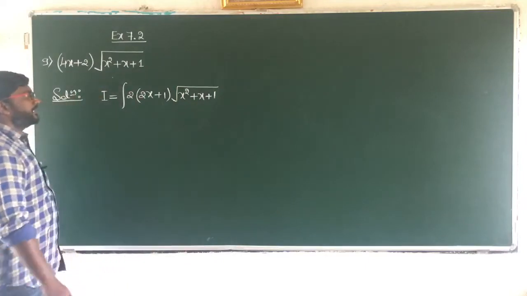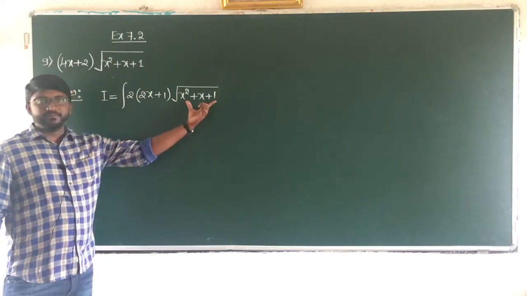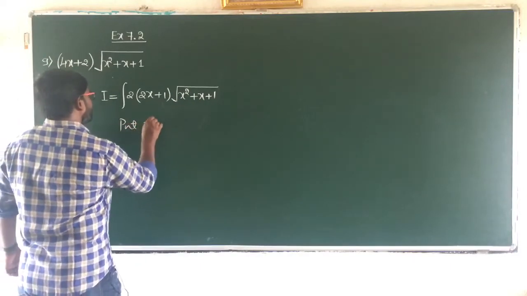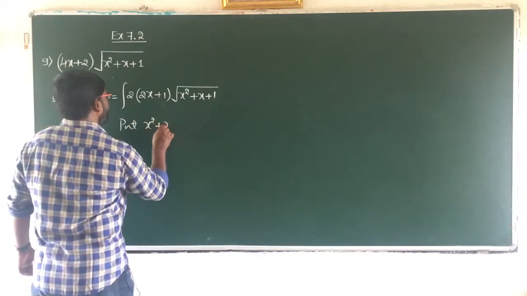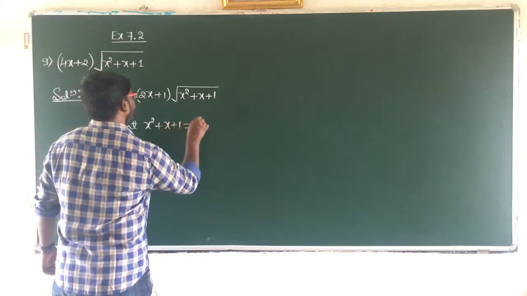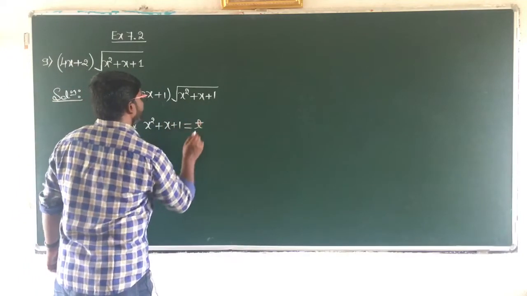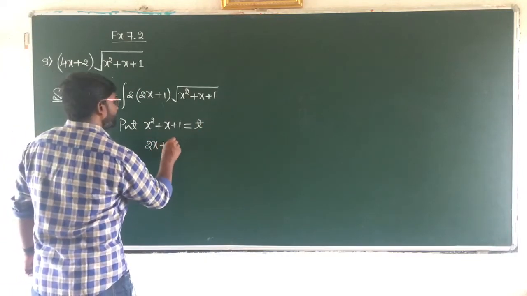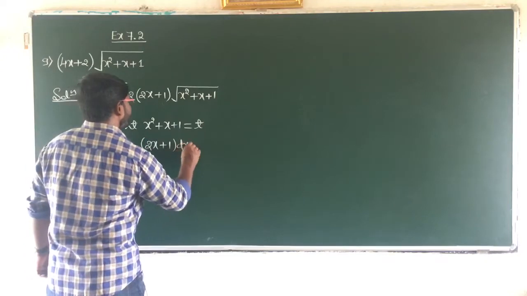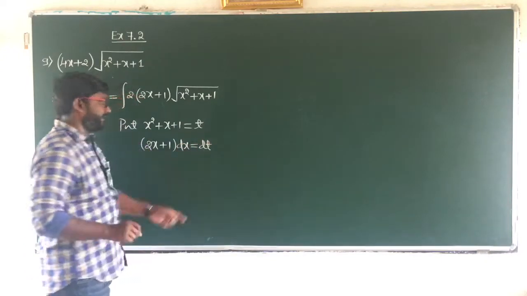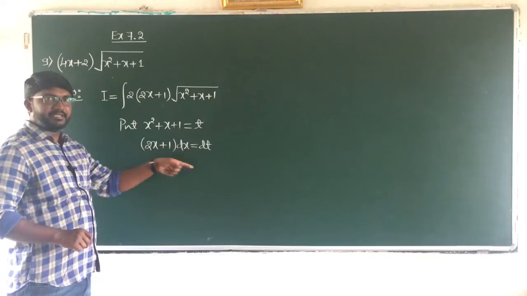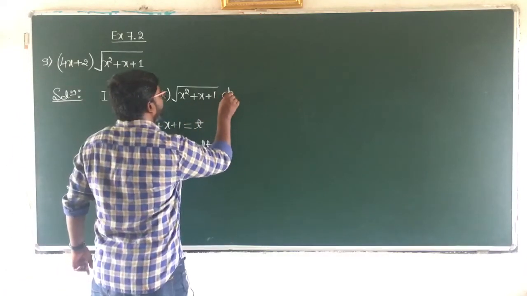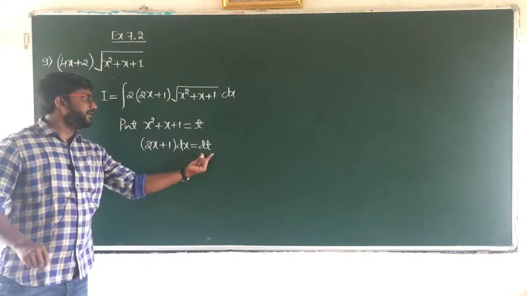So now put x square plus x plus 1 equal to t. Now differentiate both the sides. We get 2x plus 1, actually we get dt by dx here. I have taken dx to the LHS. So 2x plus 1, I forgot to write dx. 2x plus 1 dx will be dt now.